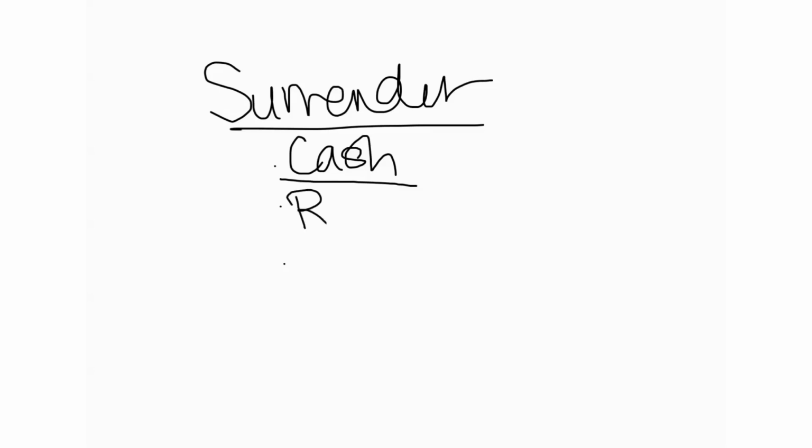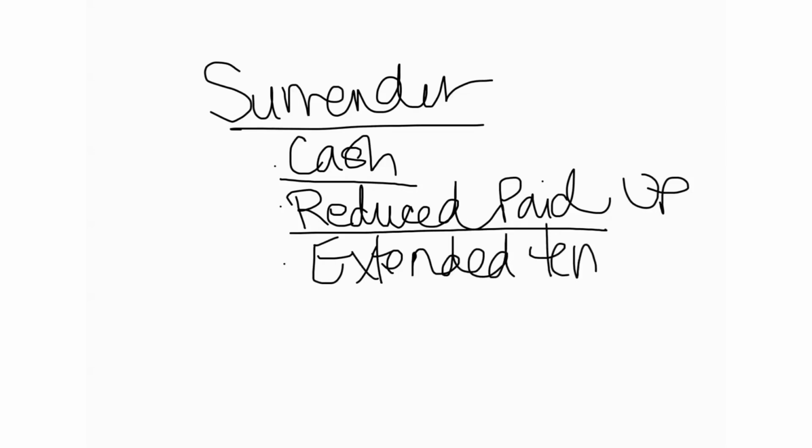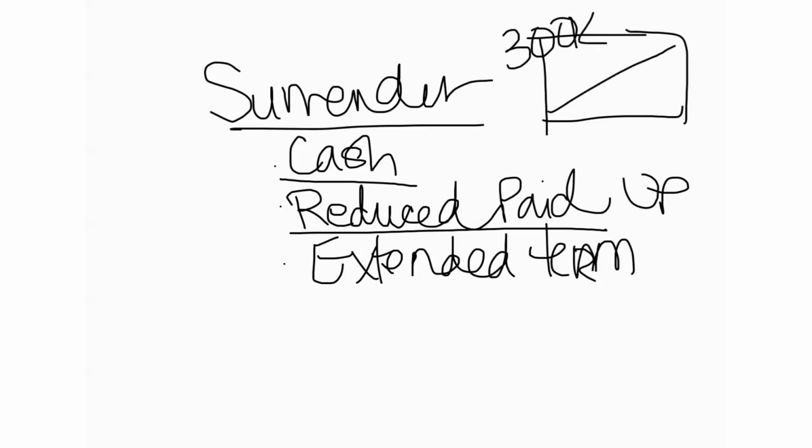One's called reduced paid up, and I'm going to give you some ways to remember this. Reduced paid up, and also extended term. Those might seem hard to remember, but it's actually pretty easy. So let's say again you had that policy for $300,000 of life insurance. You wanted the life insurance, but you can't afford to pay it anymore. You lost your job or whatever happened and you have to cancel it, but you have that cash. So again, I could take it in cash. That's option one, but option two is reduced paid up.